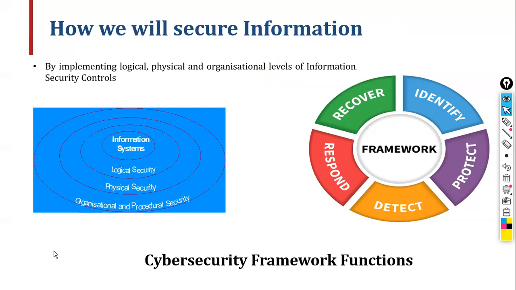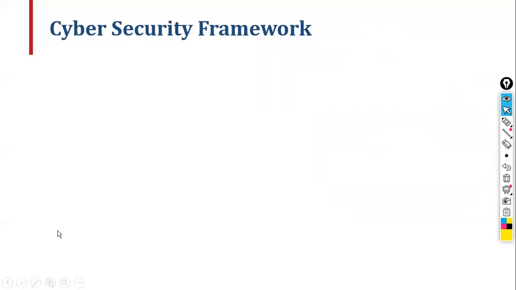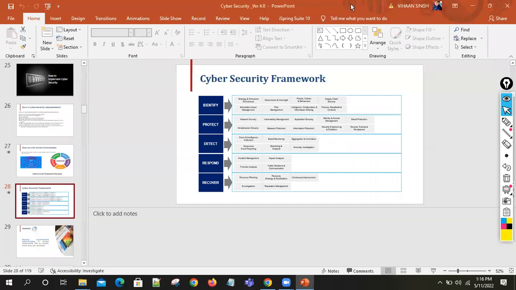We need to build proper logical security, physical security, and organizational security, or you can say procedural security. These are the levels of security controls which need to be implemented across the organization to protect information security, cyber security, and all the controls.